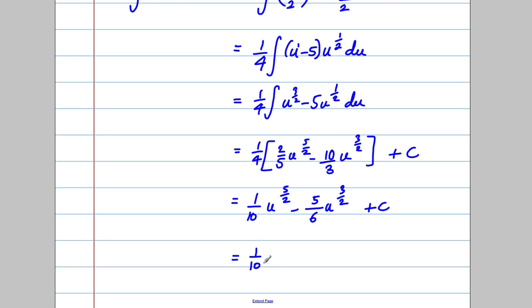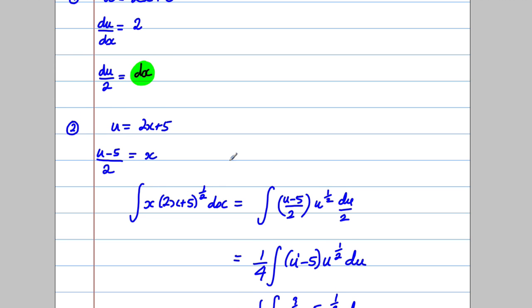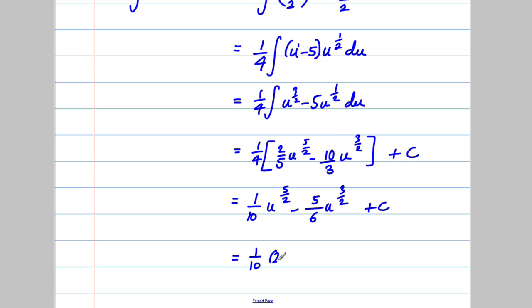So that's a 10th. Well, what did we define u to be? 2x plus 5. So it'd be a 10th, 2x add 5 to the power of 5 over 2. Subtract 5/6, 2x add 5 to the power of 3 over 2. Add your constant c. So that is your final answer there, and we're done.